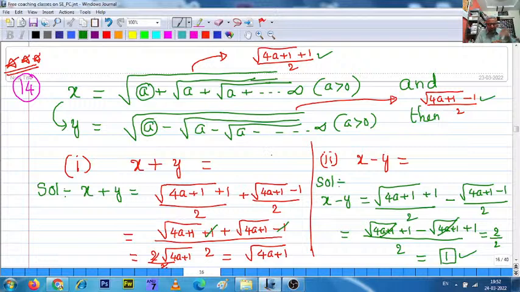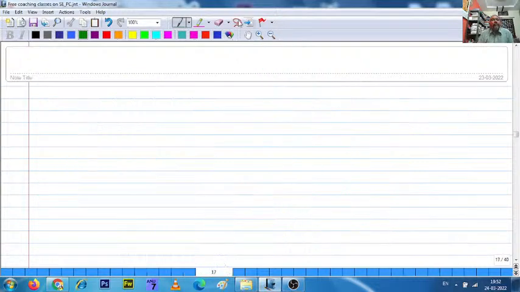Okay, let us move to yet another very important group that we are going to do. After that we shall move to the problems, don't worry. So next, 15th one.